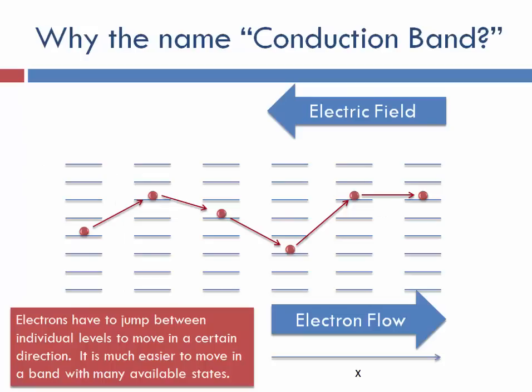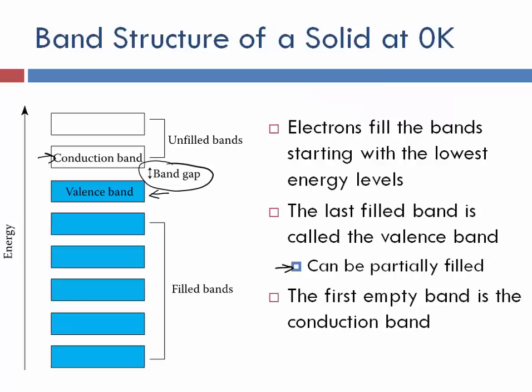Well, great, so why do we call it a conduction band? What's the purpose and what does it do? Well, electron flow is what causes current flow and electricity to be conducted. For electrons to move and conduct electricity, they have to jump between individual levels and move in a certain direction. And it's much easier to move in a band that has a lot of empty spaces. That's why we call this the conduction band: when electrons get pushed up into that conduction band, that band is mostly empty, so there's a lot of space for them to move and conduct electricity.